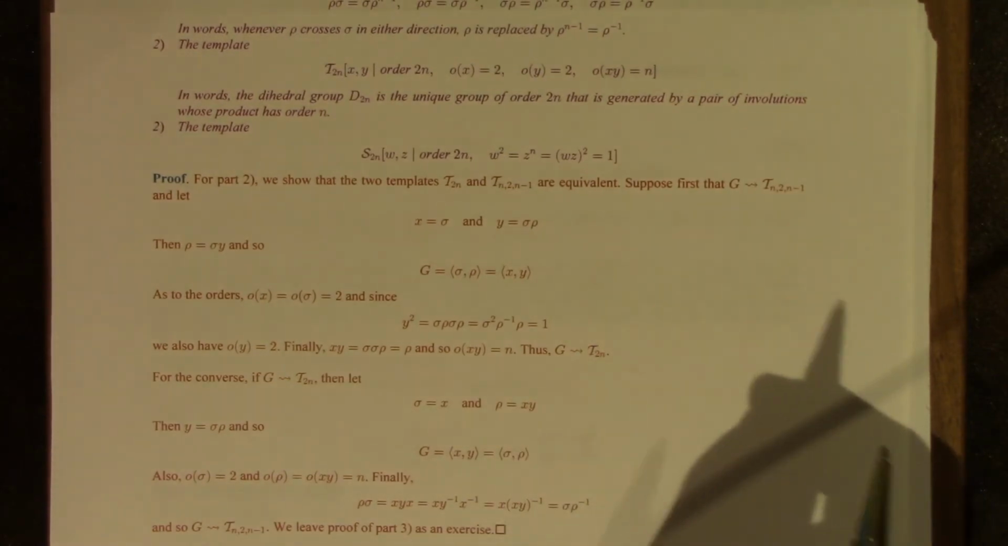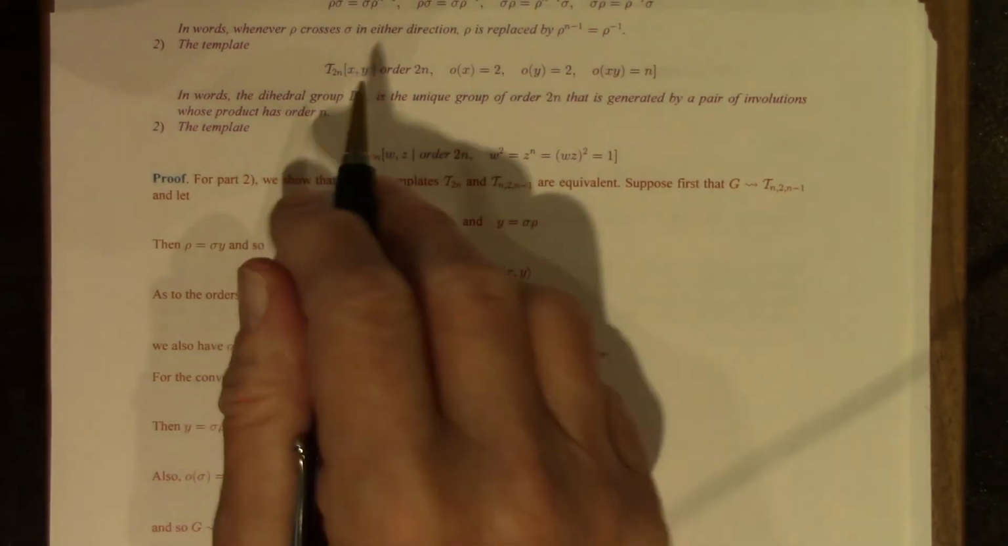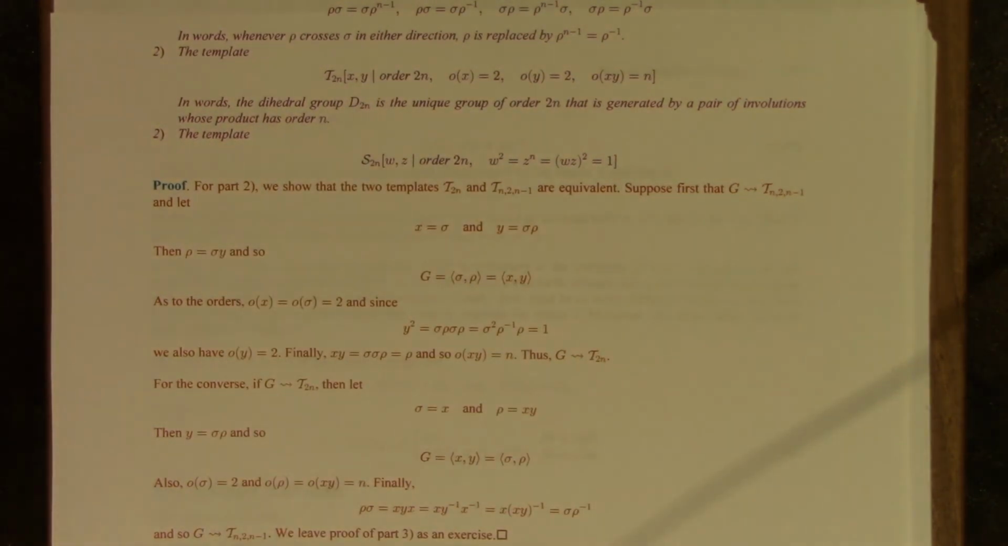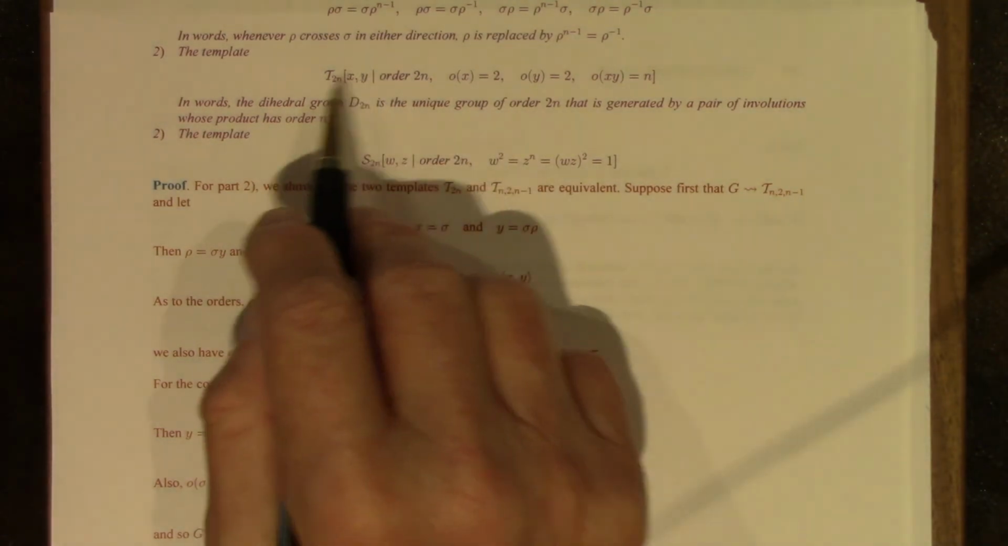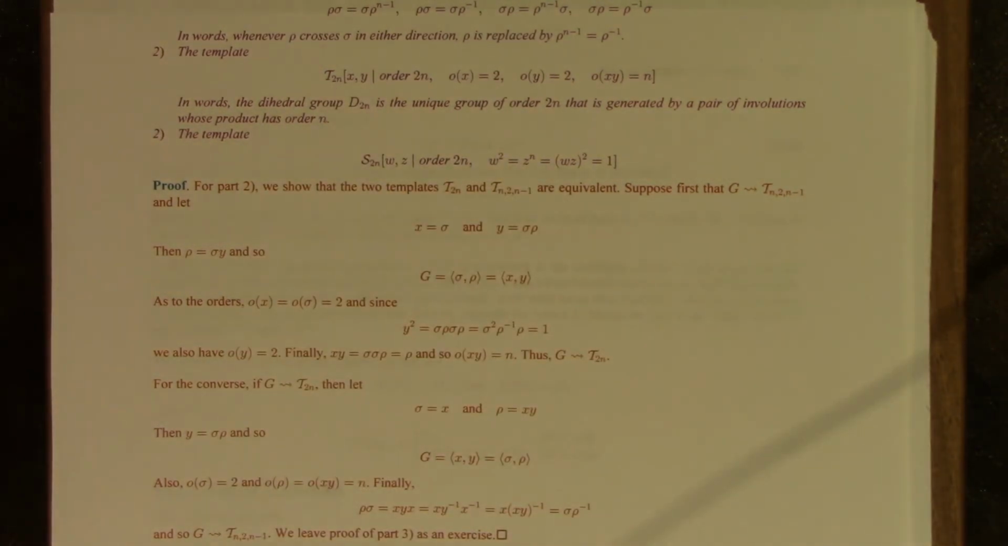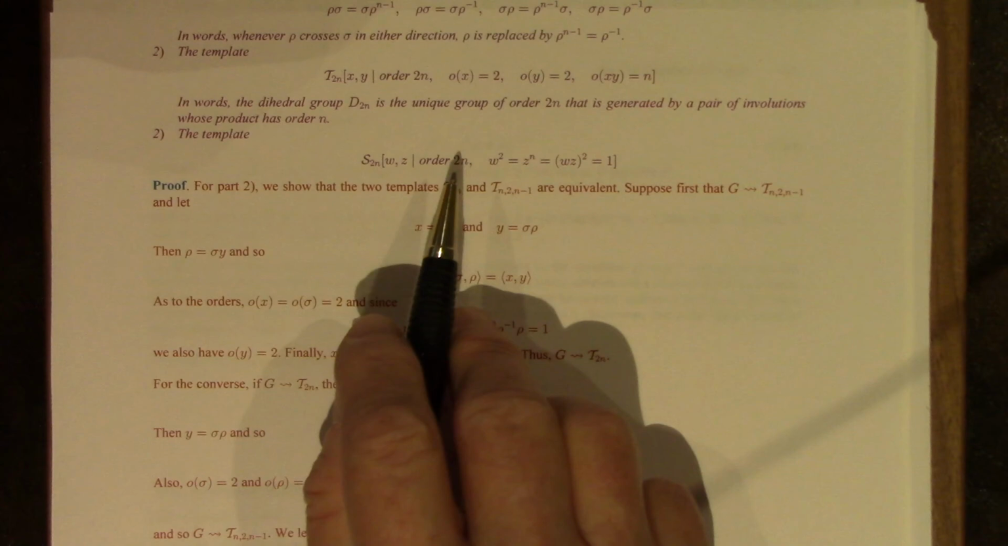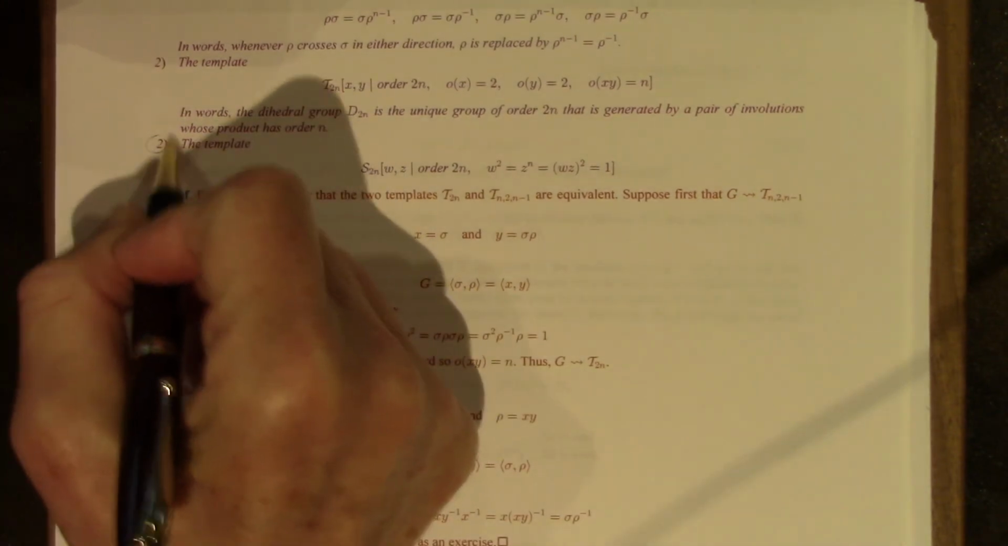So these two templates, the standard template and template T2n, are satisfied by precisely the same groups, and therefore they are equivalent, and so T2n is also a dihedral template. And I'm going to leave part 3 for you to prove.